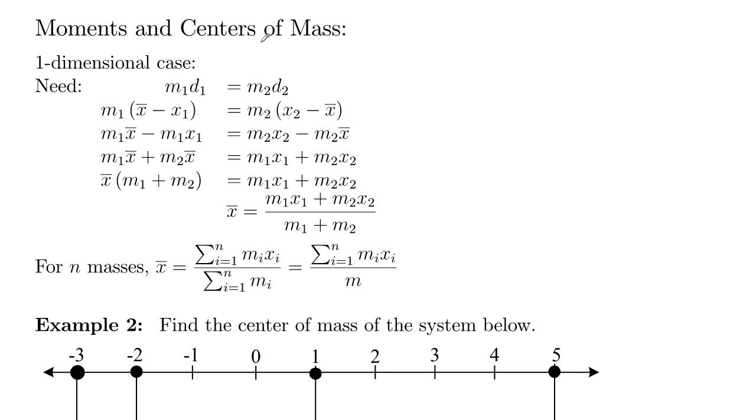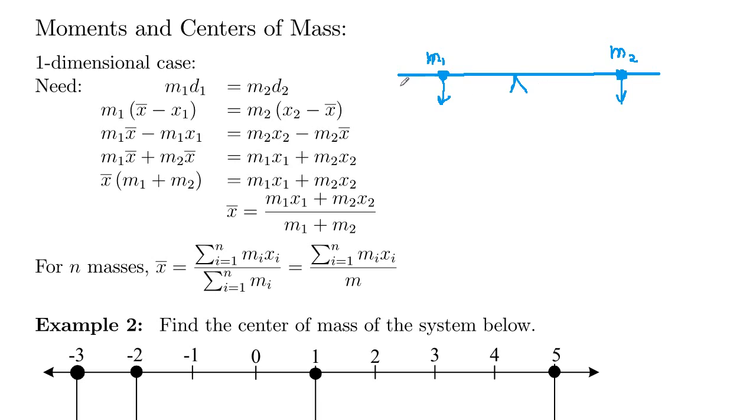In considering moments and center of mass here, we're going to start with a one-dimensional case. And in the one-dimensional case, this is based on the law of the lever. So we've got our axis here, and we have a couple of weights attached to that. So right here, we've got a weight of mass m1. And over here we've got another weight of mass m2. And then we've got a fulcrum in the middle here, right here.